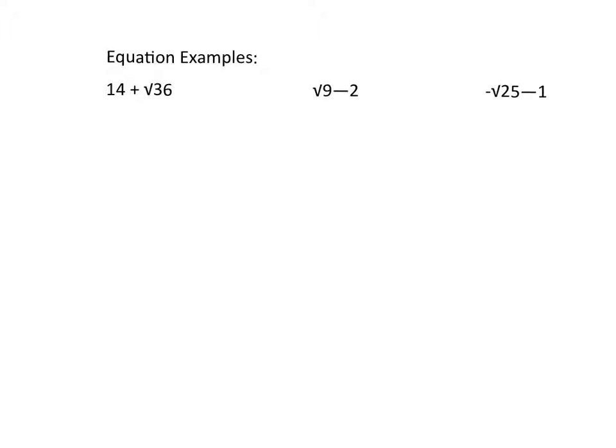So we go through our order of operations. Remember that we're thinking about what comes first. And in this case, it's the grouping symbol. So we think, all right, the grouping symbol is the square root of 36. And the square root of 36 is 6. Now all we're left with is 14 plus 6, which happens to equal 20.